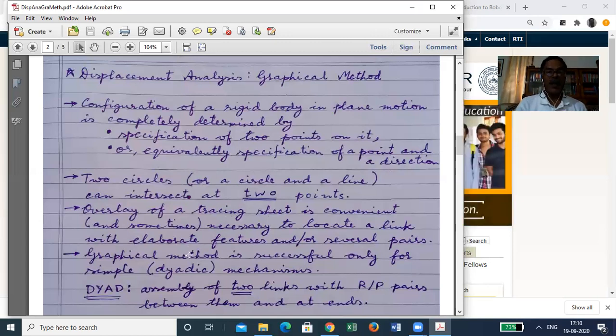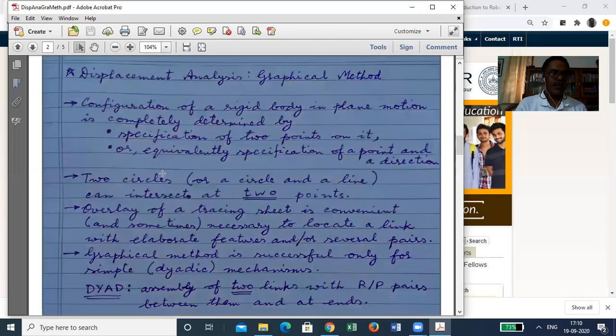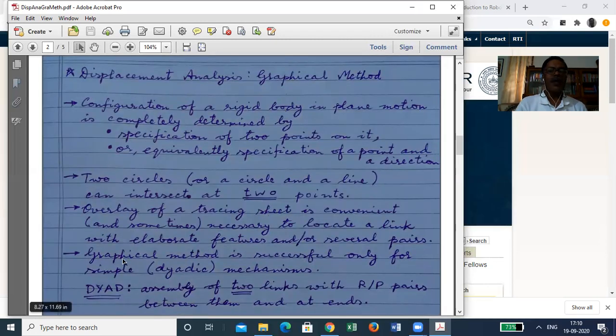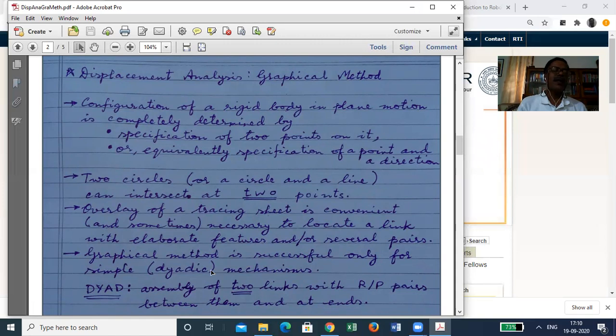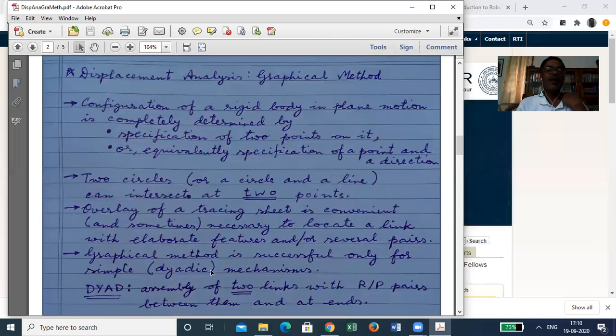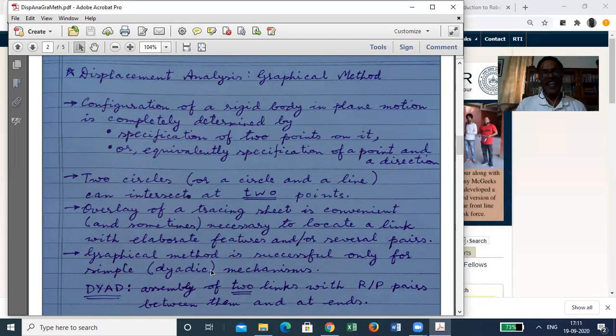And finally, this point with which we actually started the discussion. Graphical method is successful only for simple mechanisms or dyadic mechanisms. Okay. In fact, this dyadic mechanism, this little tip was supplied to me not from a teacher, not from a textbook, but from a senior, and that was very interesting.